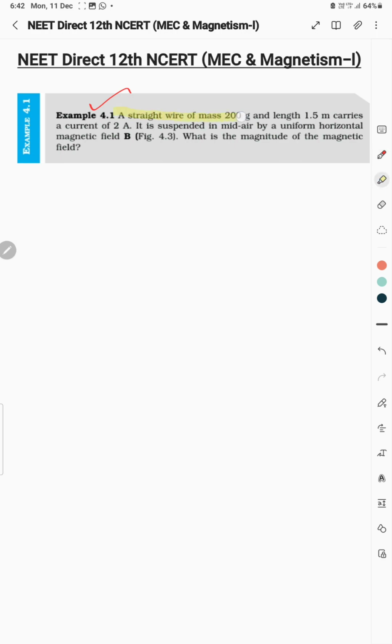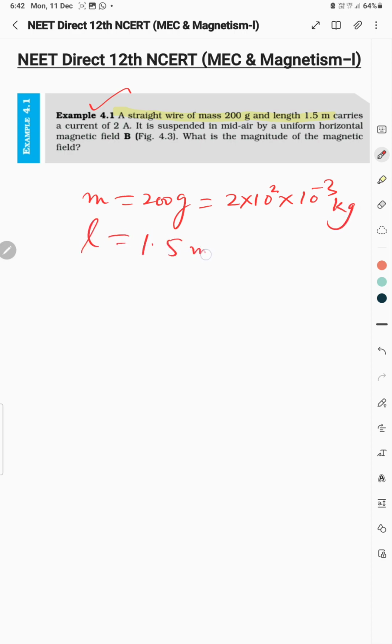A straight wire of mass 200 grams and length 1.5 meters. Let me write the parameters. The mass is 200 grams, which I can write in kilograms. The length is 1.5 meters, as you can see here. It carries a current of 2 amperes. The current is 2 amperes, right? It's suspended in midair by a uniform horizontal magnetic field B. What is the magnitude of the magnetic field?